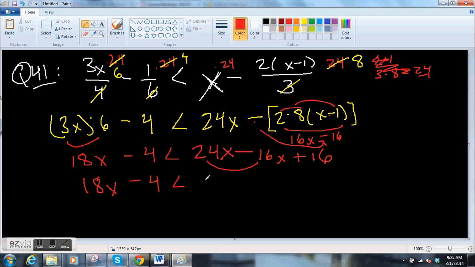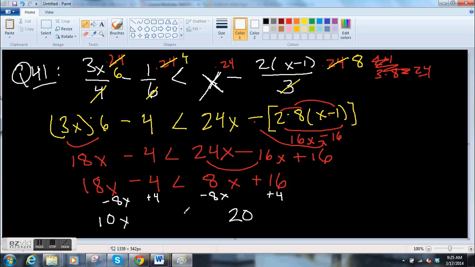I have 24x minus 16x is 8x plus 16. So now I want my x's all on one side. So I'm going to subtract 8x here, minus 8x. That gives me 10x. And then I'm going to add 4. Add 4. That gives me 20 on this side.